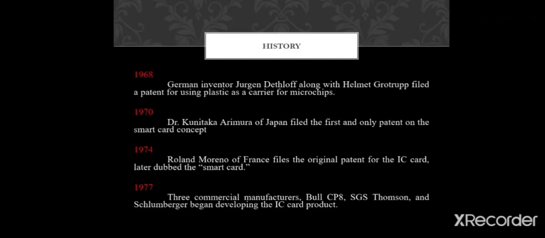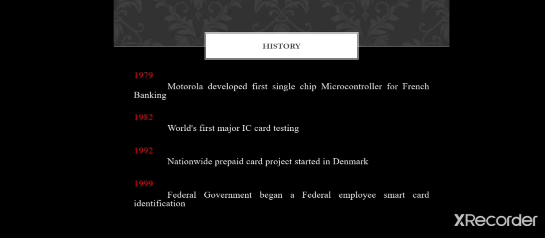In 1977, three commercial manufacturers, Bull CP8, SGS Thomson and Schlumberger began developing the IC card product. In 1979, Motorola developed the first single-chip microcontroller for French banking. In 1982, the world's first major IC card testing. In 1992, a nationwide prepaid card project started in Denmark. In 1999, the federal government began a federal employee smart card identification.